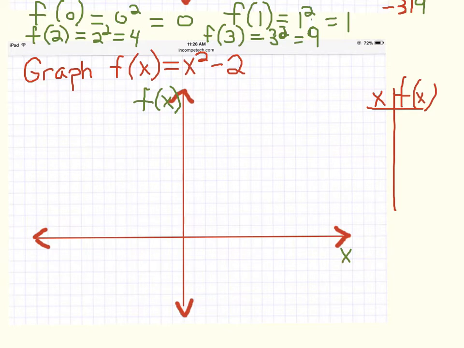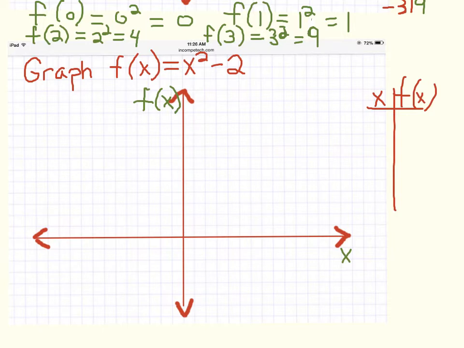So, if I have f of x equals x squared minus 2, now instead of 0 being the lowest point I could get for y, because of this negative 2, the lowest value I can get for f of x is negative 2, and that's going to be my vertex point.